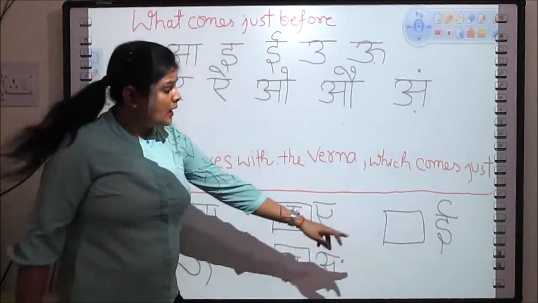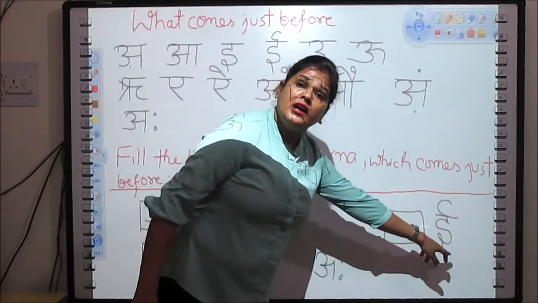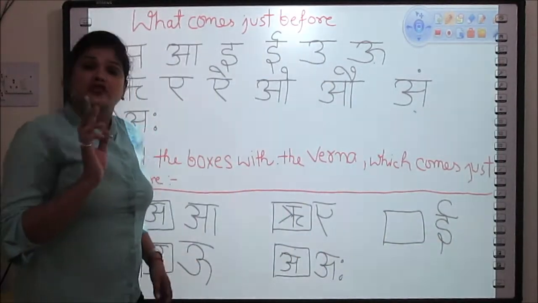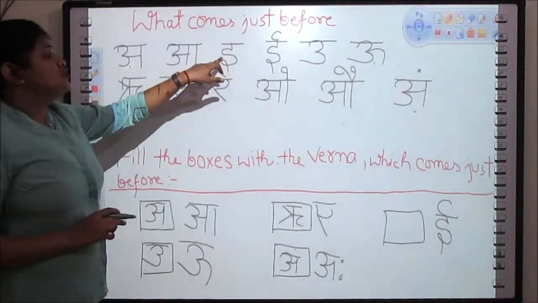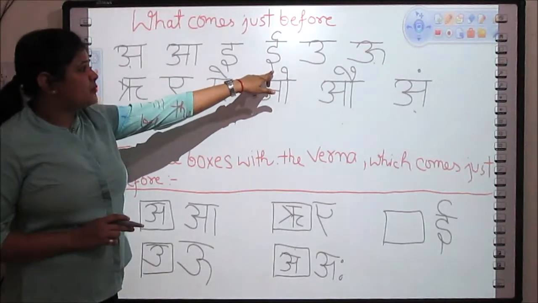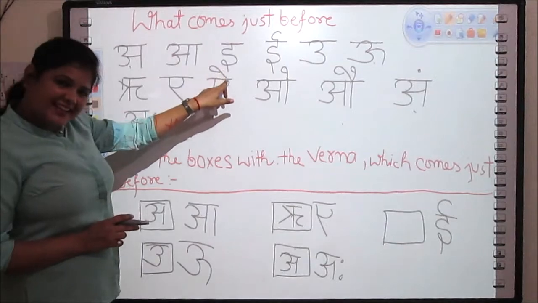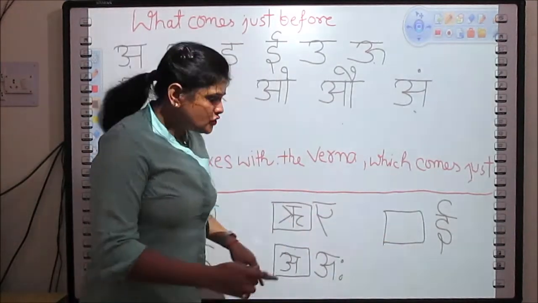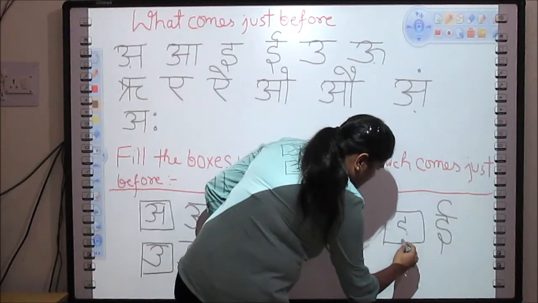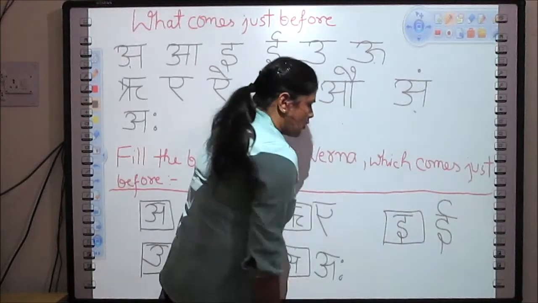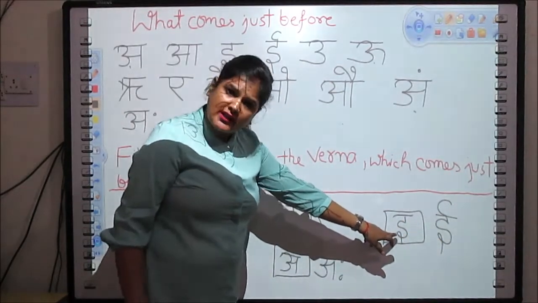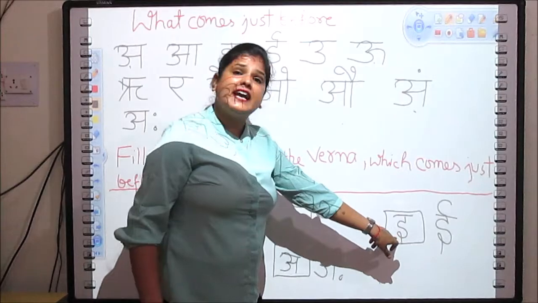Which one? Badi. What comes just before Badi? Chhoti. Badi के पहले क्या आया? Chhoti. So write here Chhoti. छोटी बड़ी के पहले क्या आया? छोटी.